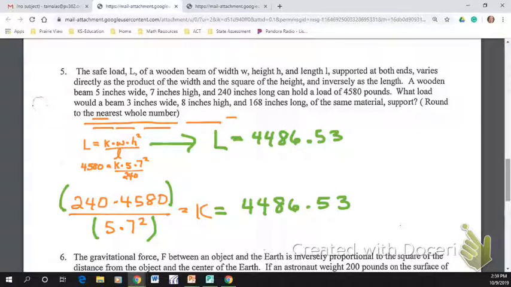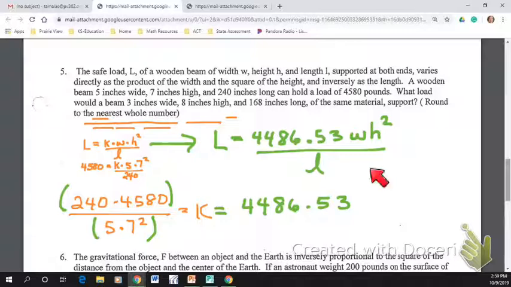Now you have to take the 4,486.53, that's times WH squared. Right, but remember the K value stays the same no matter what, just like in your pay problem, the $9 an hour stayed the same no matter how many hours you worked. It's the same concept. These are all problems where there's a constant. But not every beam is 3 inches. I know, but the constant is the same for them, just like in the spring problem. That's why it's a direct variation problem.